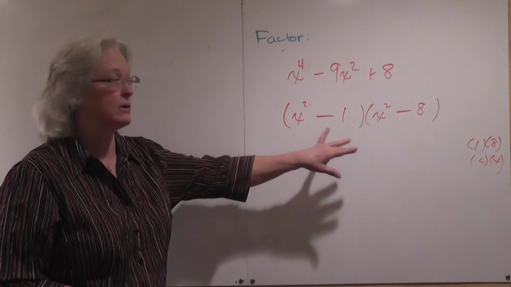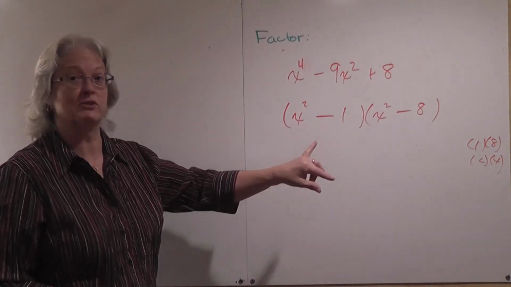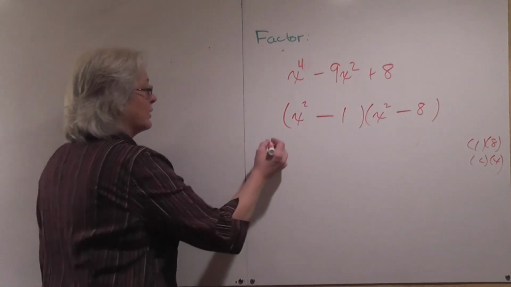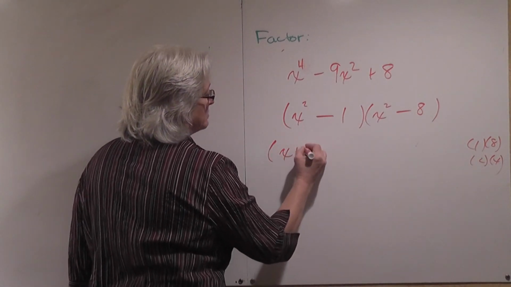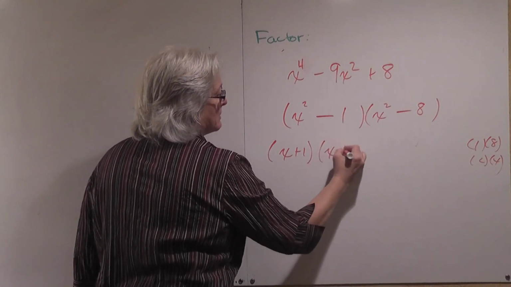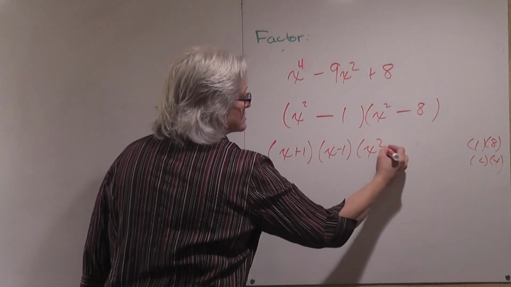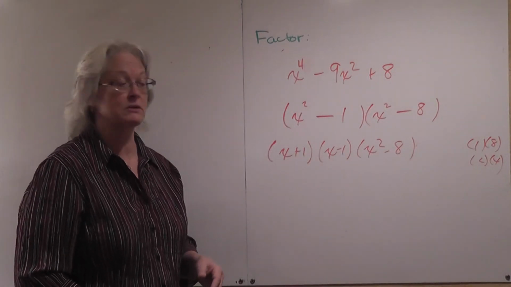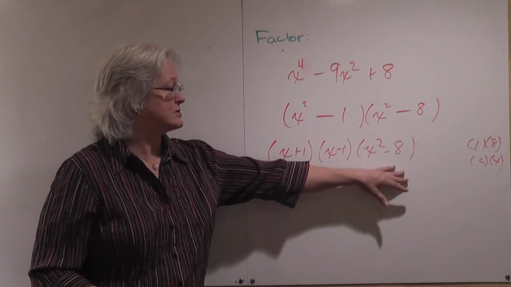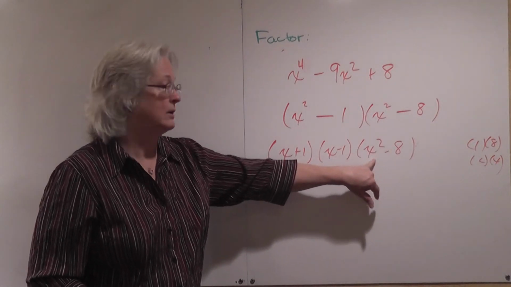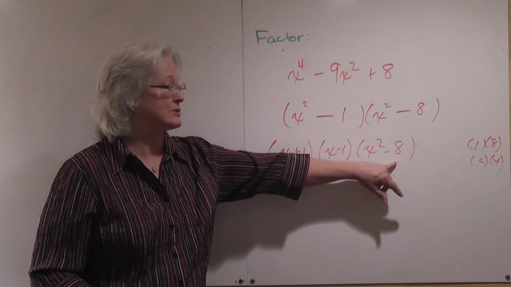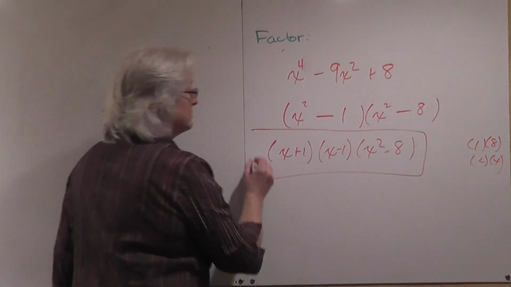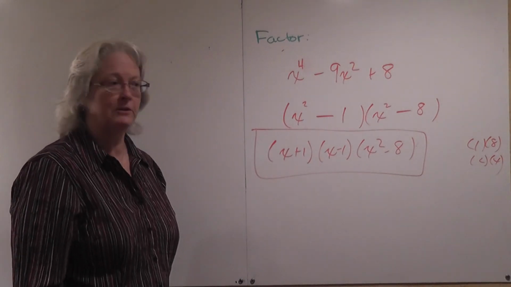Are we finished yet? Well, it looks like we might have the difference of two squares. Sure enough, we do. X squared minus 1 is a perfect square. X plus 1, x minus 1, x squared minus 8. Can we do anything with this x squared minus 8? No, we can't. It's the difference of a square, but the 8 is not a perfect square, so there's nothing further we can do. This polynomial has now been factored completely.